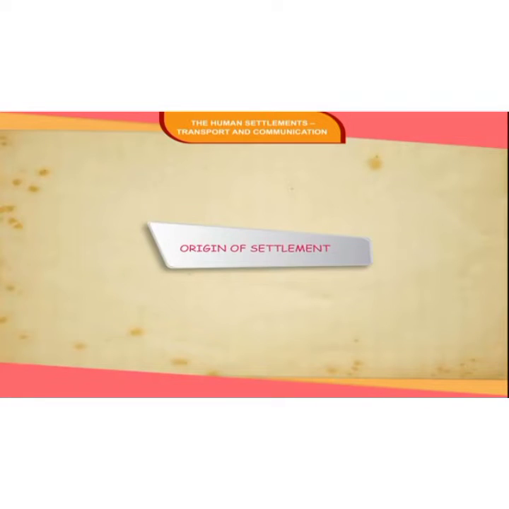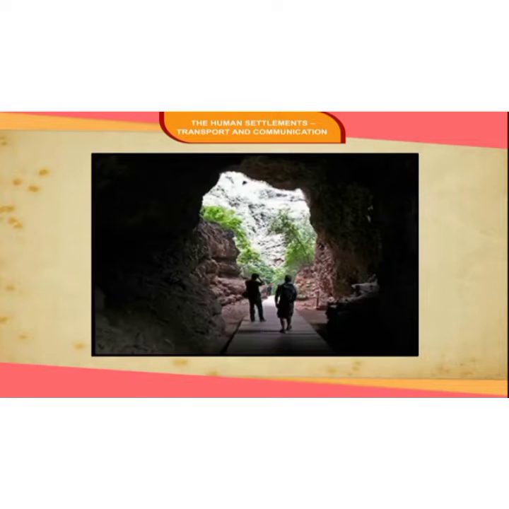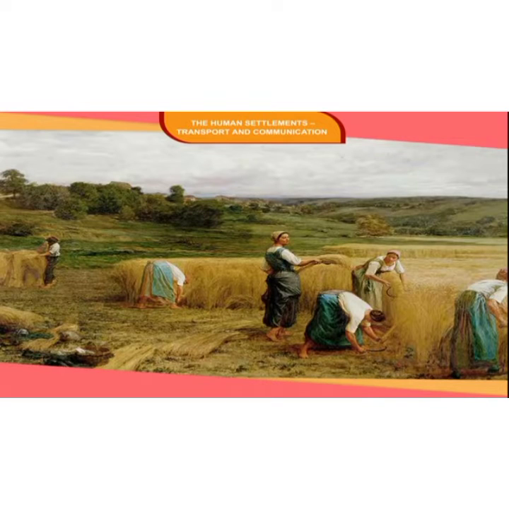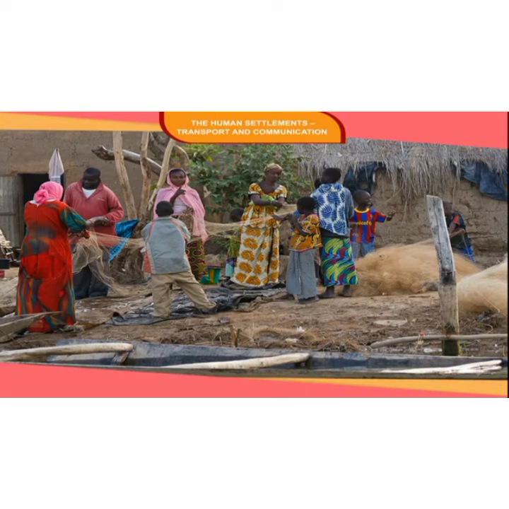Origin of settlement. The ancestors of modern men were nomads, and they lived in caves. These dwellings were the first human settlements. They were not continuously inhabited, as men had to move from place to place in search of food. Men started settled life when they learned to grow crops. The importance of leading a settled life increased as trade and commerce grew. Thus, the first towns came into existence.